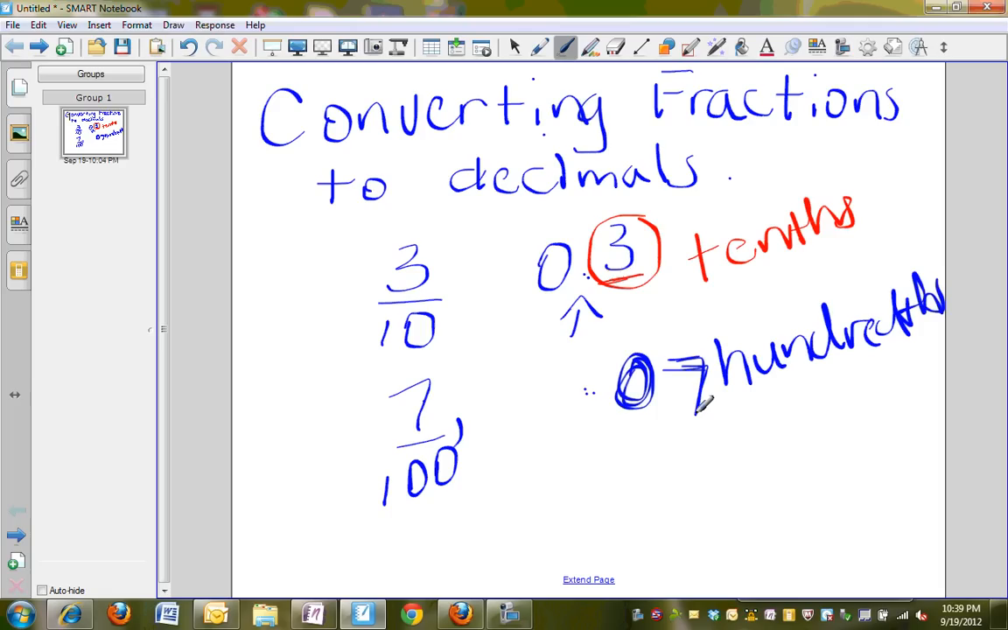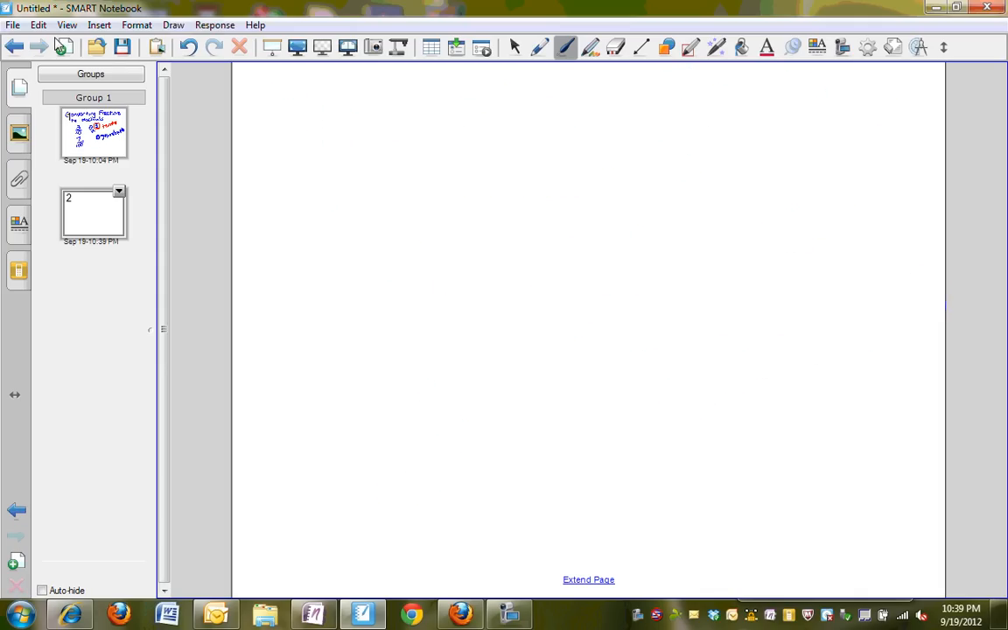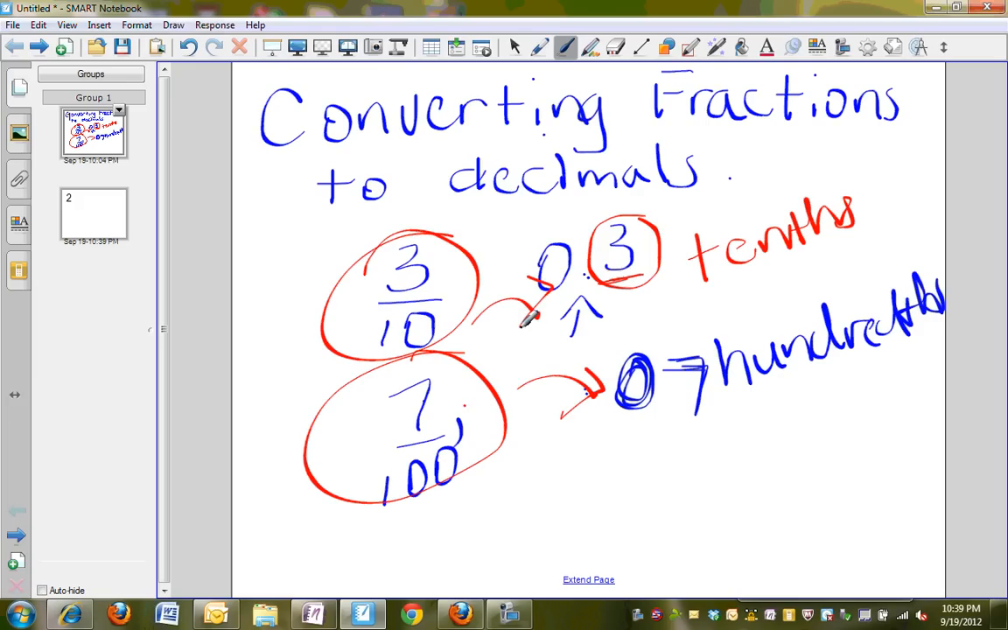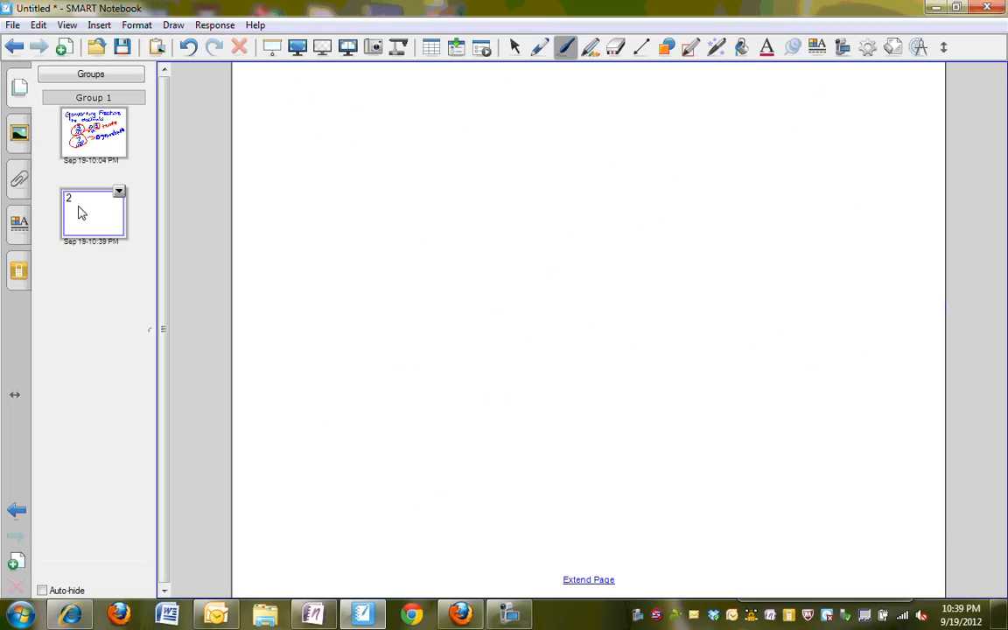Now, it gets quite a bit more complicated when we get into other kinds of fractions that are not tenths or hundredths, because it's not as easy then to convert them right over into a decimal. All right. So we'll be diving into that as well. But just for right now, our focus is just converting fractions to decimals, and this is just for ones that are expressed as tenths and hundredths. Okay.